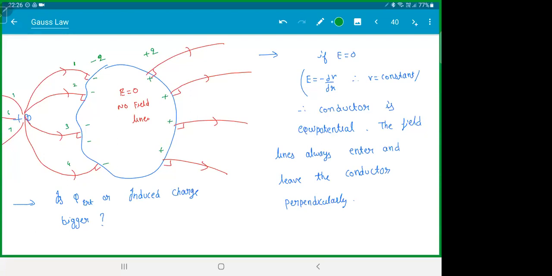Do you remember that concept? Q external has more field lines. Because see, every field line ending on the induced charge minus q has to come from capital Q. But not all the field lines of capital Q will go into the conductor. Some will go to the left hand side also. The number of lines of Q external is more. Therefore, Q is greater than small q. Just a small theoretical question. This thing is clear, everyone.